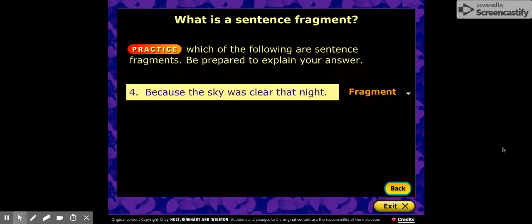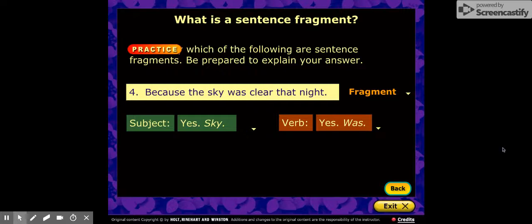And number 4, because the sky was clear that night. That is a fragment. Because does it have a subject? Yes, the sky. Does it have a verb? Yes, it was. But it is not a complete thought. The word because at the beginning makes it dependent on something else. So we need to have a complete thought before it or to drop the because.